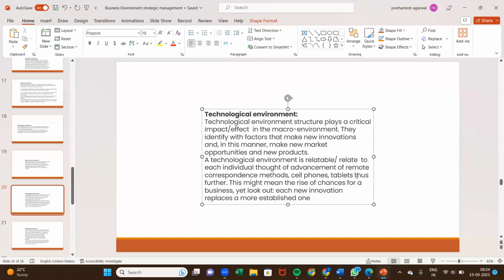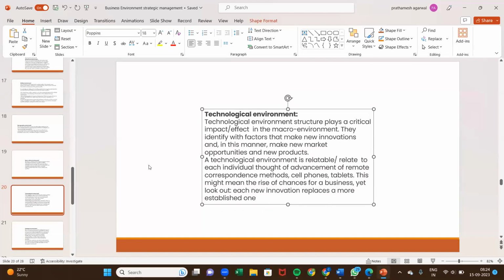Okay, I'll just remove this so that you understand the meaning of the sentence. So what happens if you see everybody has got a mobile phone? Even if you see a fruit seller or a vegetable vendor, he's using digital platforms for paying. He's using Paytm, Bharat Pay, GPay. This might mean the rise of chances for a business, yet look out with new innovation. Okay, so what is happening? The chances for the business are increasing. The chances for the business are increasing with innovation.